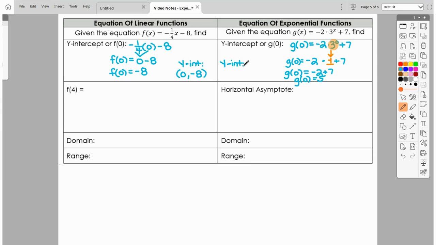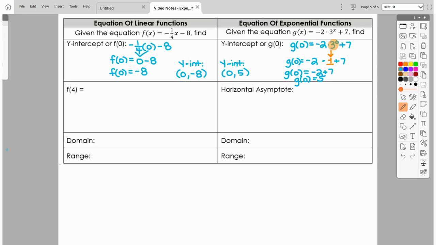I go ahead and have the x value being 0 and the y value being 5. So no matter which equation you have, you can always go ahead and replace the x with 0 to find your y-intercept when it's in equation format.